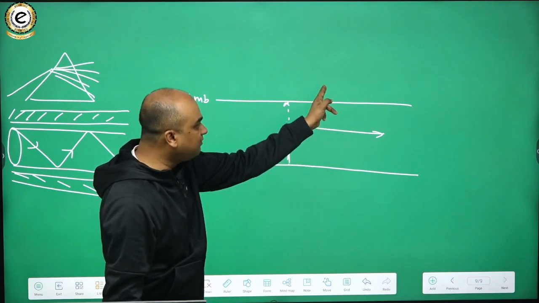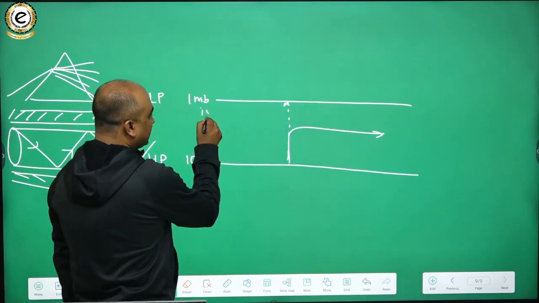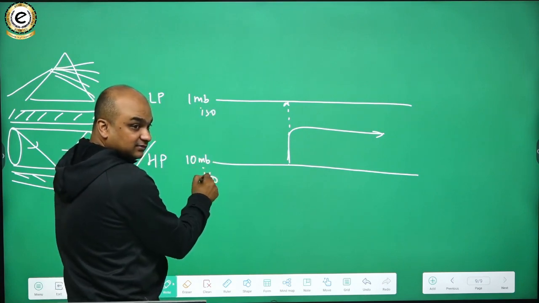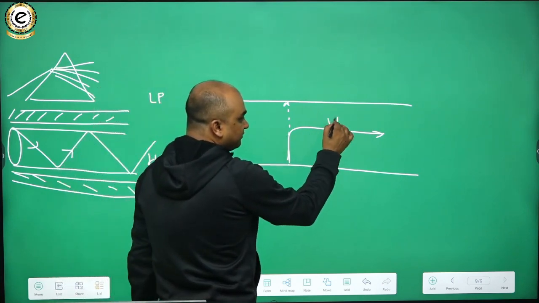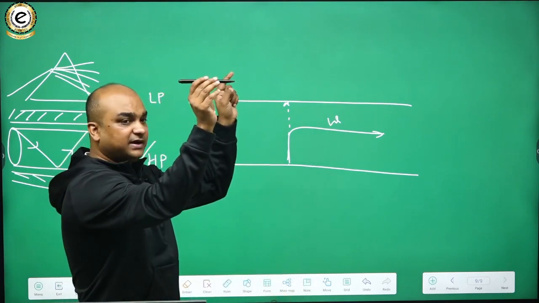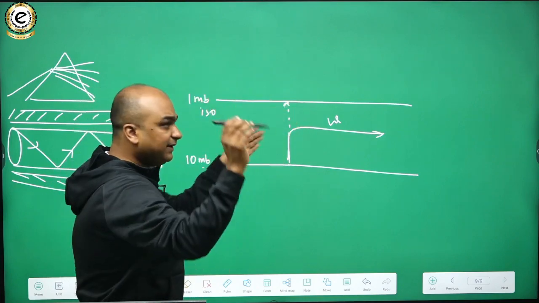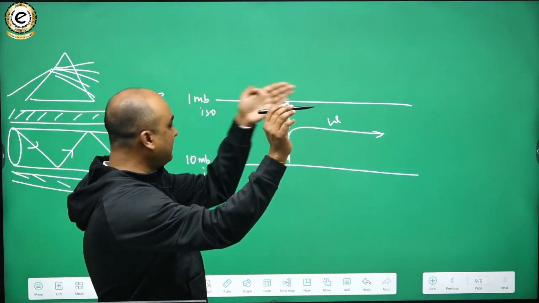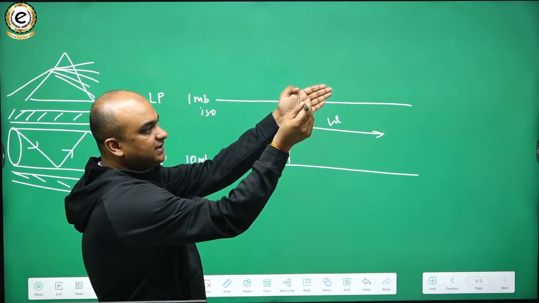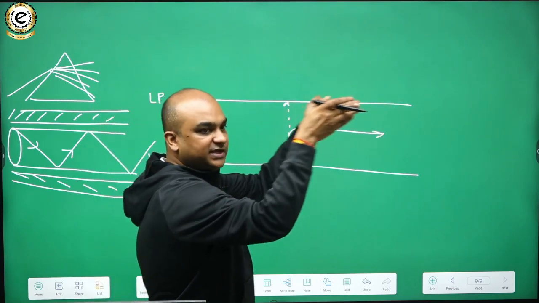And they start blowing parallel to the isobars. This is 1 MB isobar, this is 10 MB isobar, and the wind is blowing parallel to the isobars. ऐसे देखोगे upper air में ऐसे ही होगा. ठीक है, तो this is the 10 MB isobar, this is the 1 MB isobar. The wind should go like this. पर वो कैसे जा रहा है? It's parallel to the isobars.